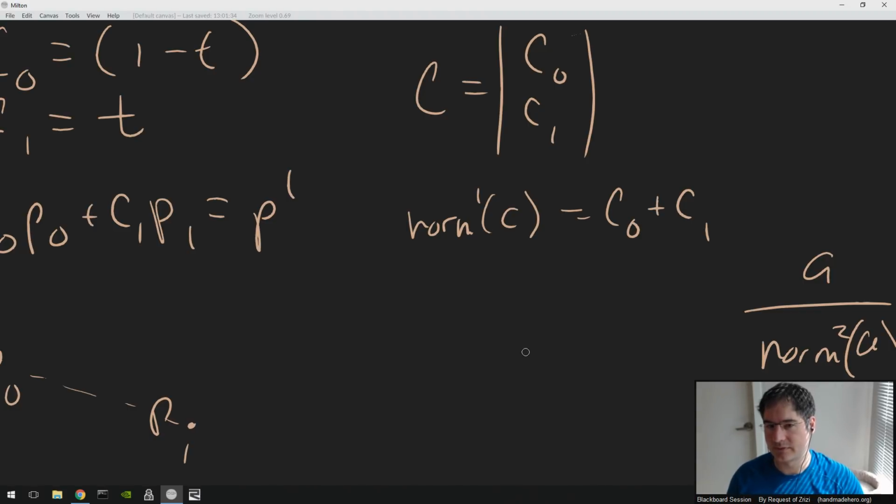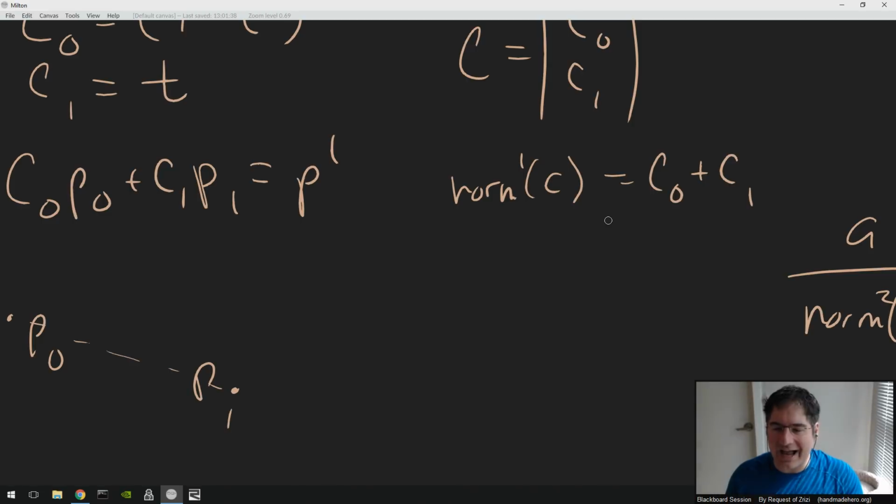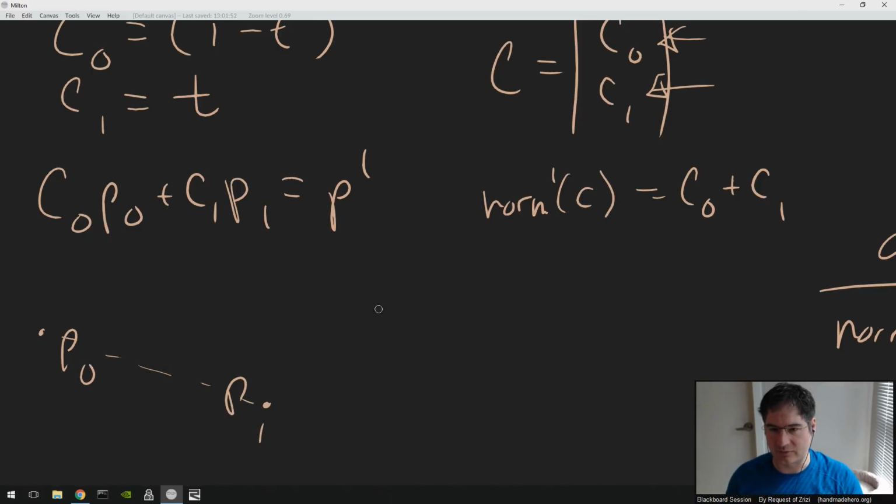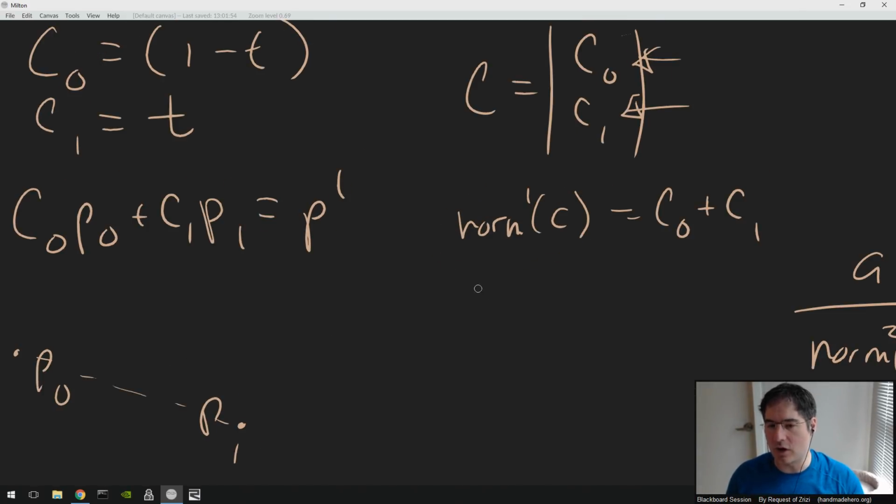That's the 1 norm. So if I just had any 2 values that I placed in here, who knows what they were? They were any values you gave me for C0 and C1. And I wanted to turn it into something that fell into the convex one. Let's do a 1 normalization on it.